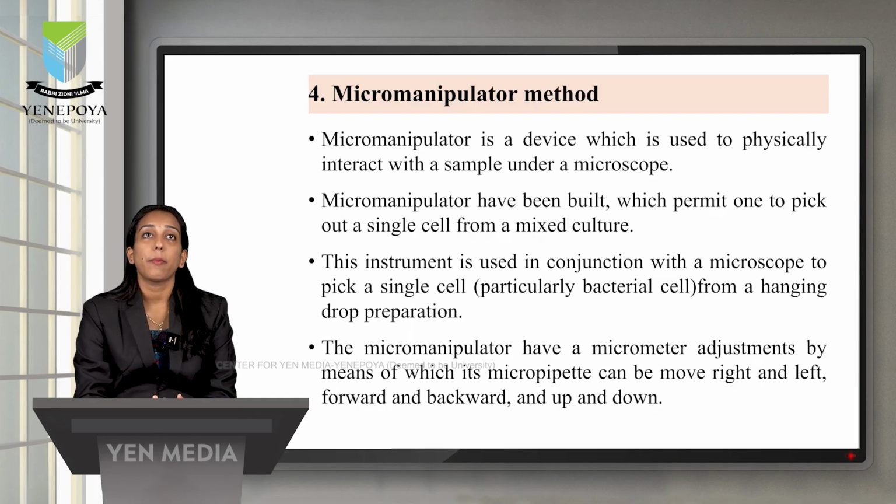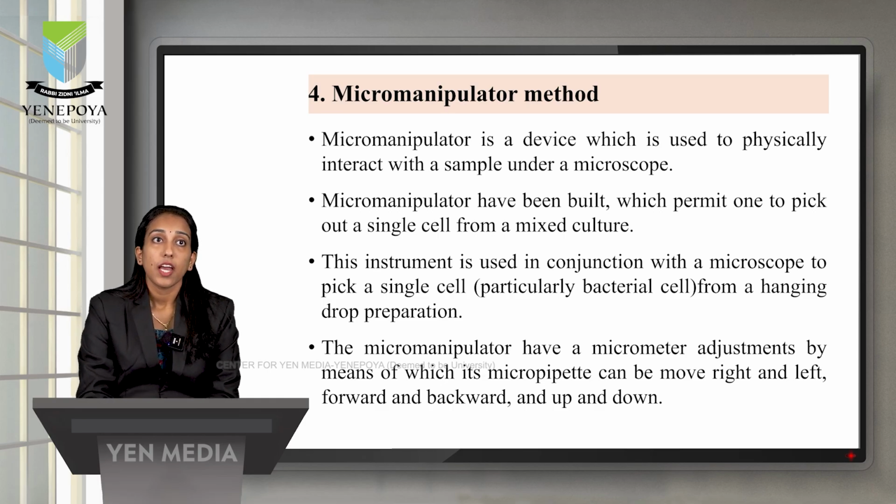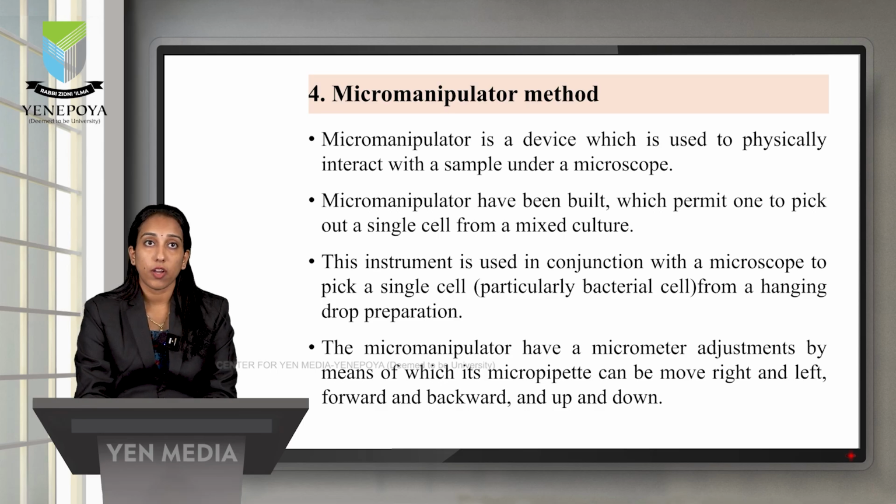Then the next one is the micromanipulator method. A micromanipulator is an instrument, a device which is used to physically interact with the sample under a microscope. So this instrument is used in conjunction with the microorganism. Why do we use the microscope? To pick up the single cell of microorganism that we take from the hanging drop preparation which we kept on the slide with a cover slip. From that we take the single microorganism cell by using the microscope.